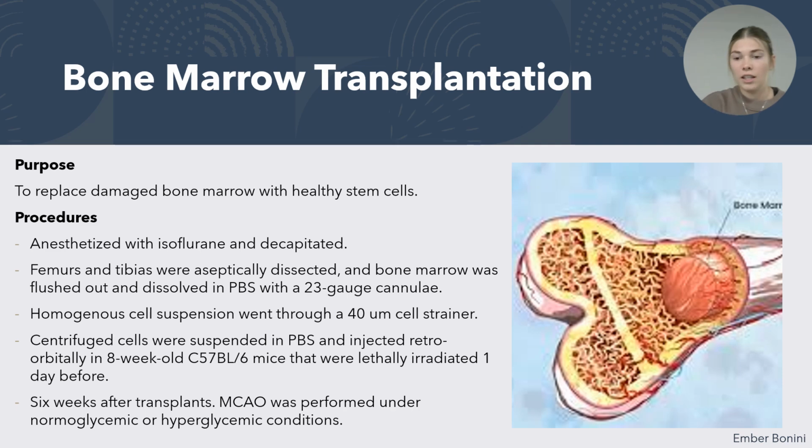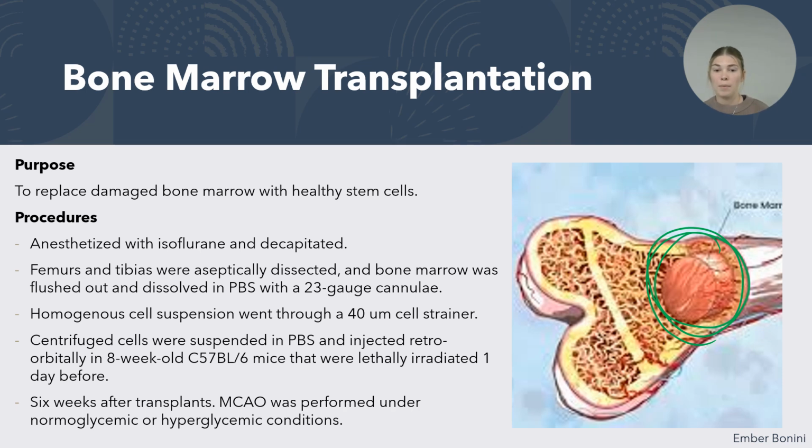And then if we look at the image right here, it's just kind of referring to where the bone marrow is located in the bones. So you can use that to imagine where it is on a mouse and how big that 23 gauge actually is to get into the bone marrow right there. From here, we're going to look at homogeneous cell suspension, and that is going through a 40 micrometer cell strainer. After this, our cells are going to then be centrifuged and suspended again in that PBS solution.